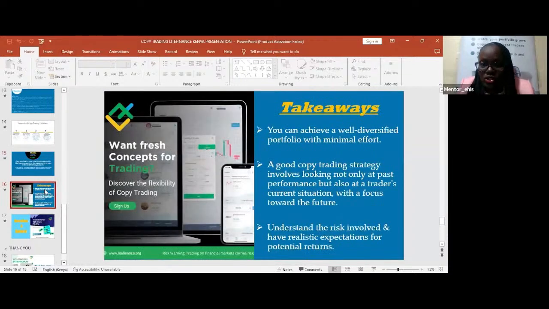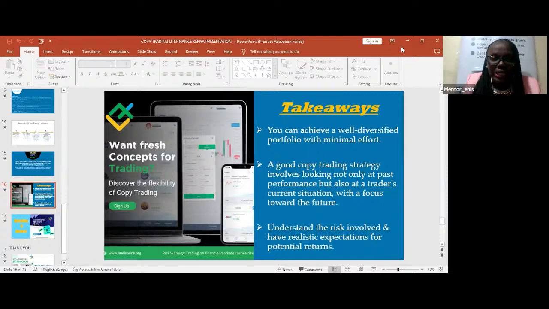And onto our last but not least, I have some takeaways for you just before we log into our website and I show you. I would share my screen on the website, but I have some takeaways for you on this. Number 1 is you can achieve a well-diversified portfolio with minimum effort. Number 2 is a good copy trading strategy involves not only looking into the past performance of a trader, but also into the current situation with a focus towards the future.